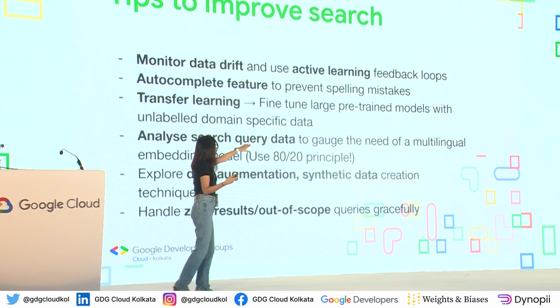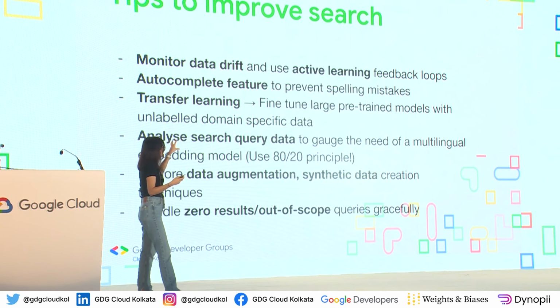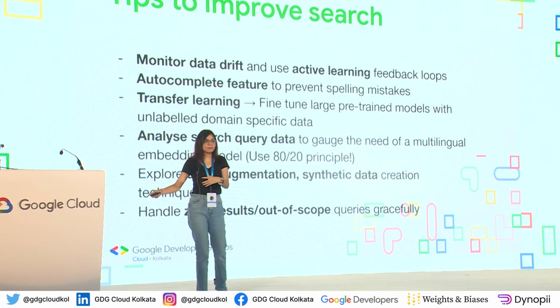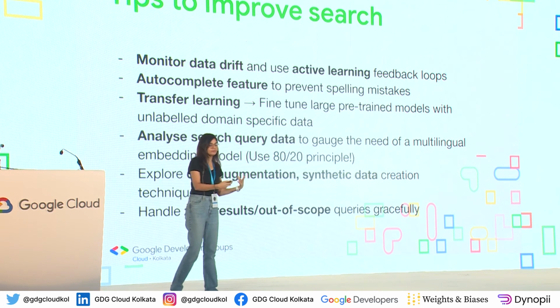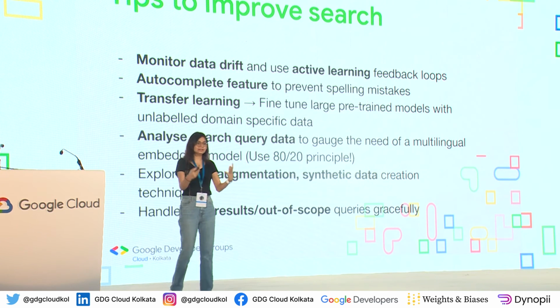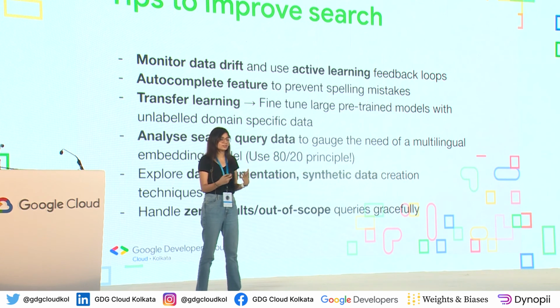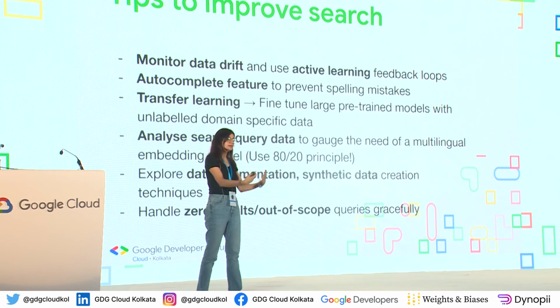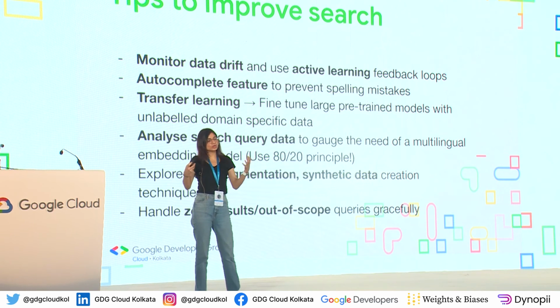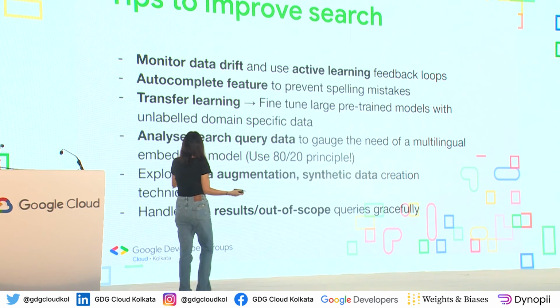Transfer learning, I think I talked about this. If you're working in a very specific domain, like e-commerce or biomedical or maybe finance, and you don't have much domain-specific data, you use whatever little domain-specific data you have, and you fine-tune your large pre-trained language models. And over a period of time, as your data grows, your fine-tuned models will also start representing your text in a much better way.